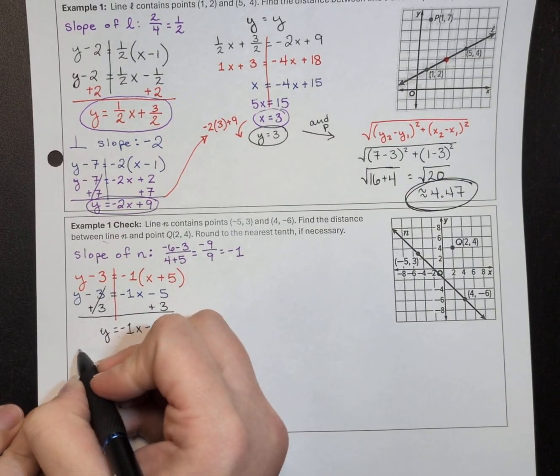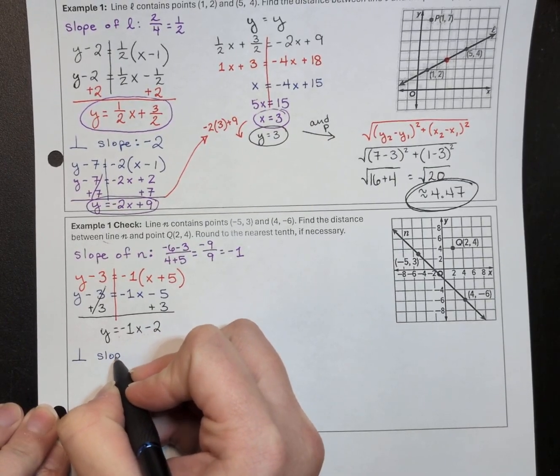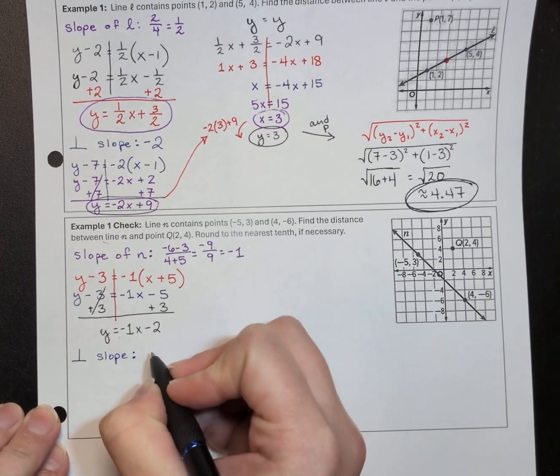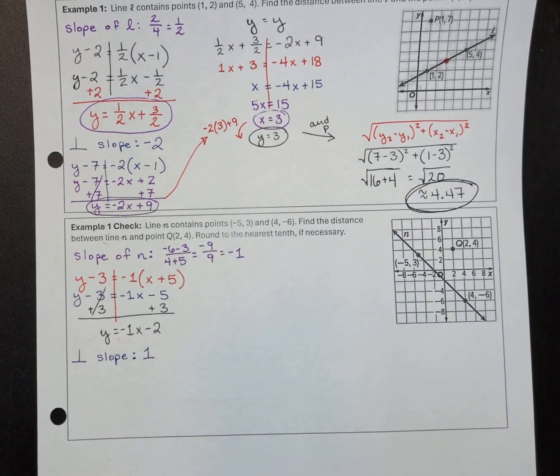And then we need the perpendicular slope. So instead of -1, it'll be 1. So for when you get an answer that's like a decimal, do you have to write the about symbol?